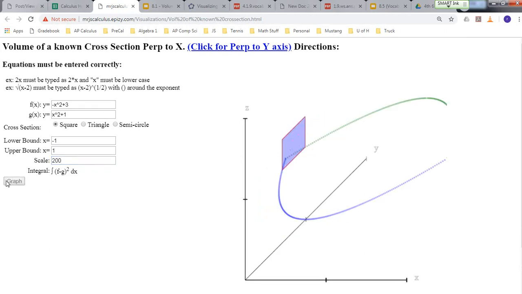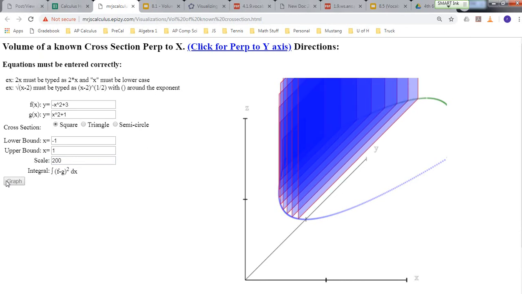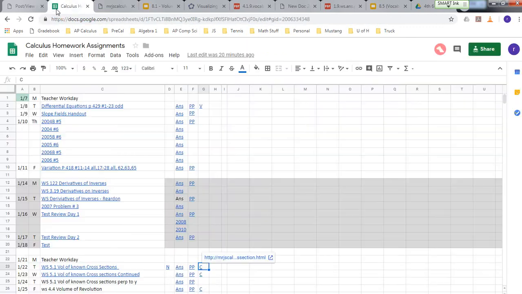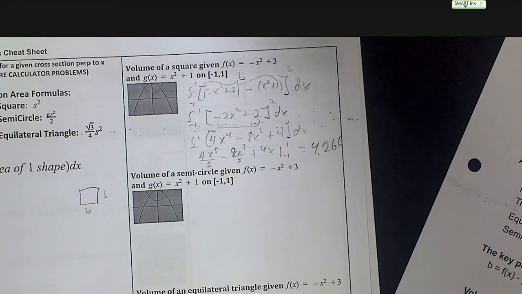There we go. So now you can see each piece, and you're just summing up every one of those areas. All right, so that was building a square on top of it. What if I want to build a semicircle?